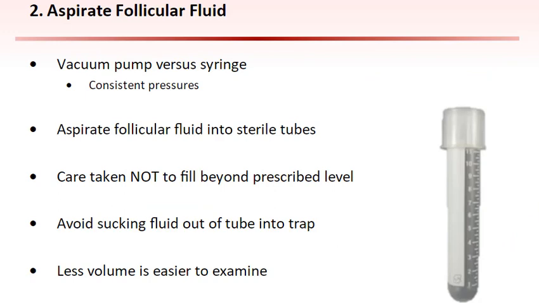Following patient identification and induction of sufficient sedation to maintain patient comfort, the vagina is cleansed, the ultrasound probe is draped with sterile covers, and the ultrasound-guided aspiration needle is inserted through the vaginal wall and into a follicle. Suction is applied to the needle either by application of regulated vacuum pressure from a vacuum pump or by using a syringe to apply suction to the aspiration needle.